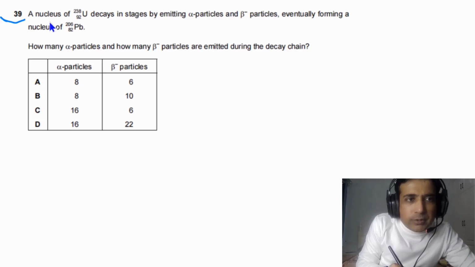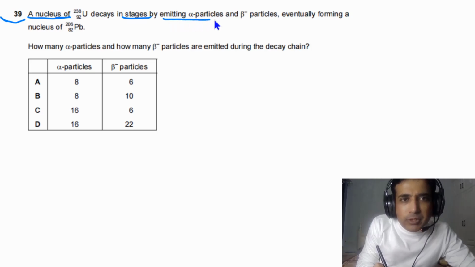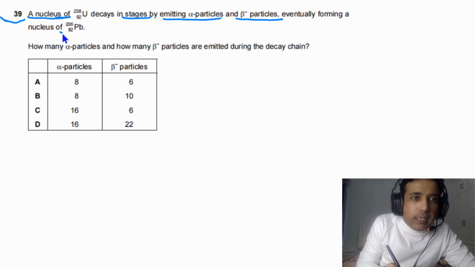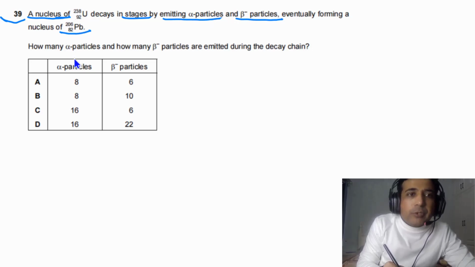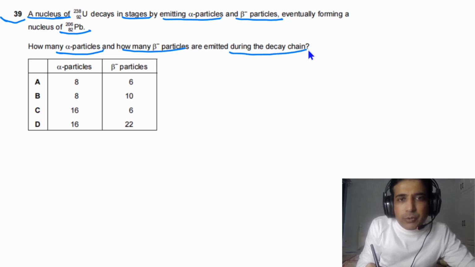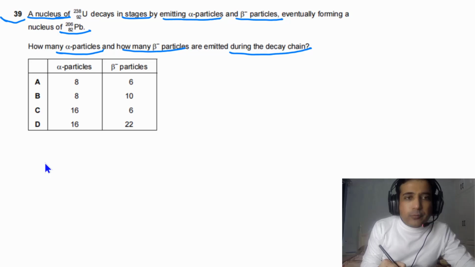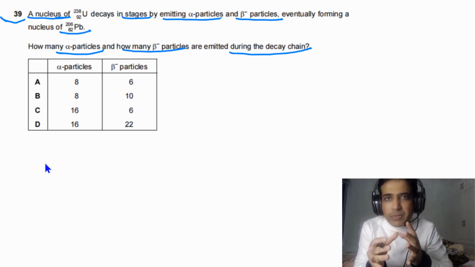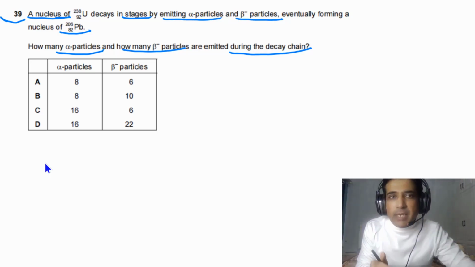For question number 39, it is given to us that a nucleus of uranium-238 decays in stages by emitting alpha particles and beta minus particles, eventually forming lead-206, Pb-206. How many alpha particles and how many beta minus particles are emitted during the decay chain? First of all, let's try to understand alpha decay and beta decay, and then we will answer this problem.